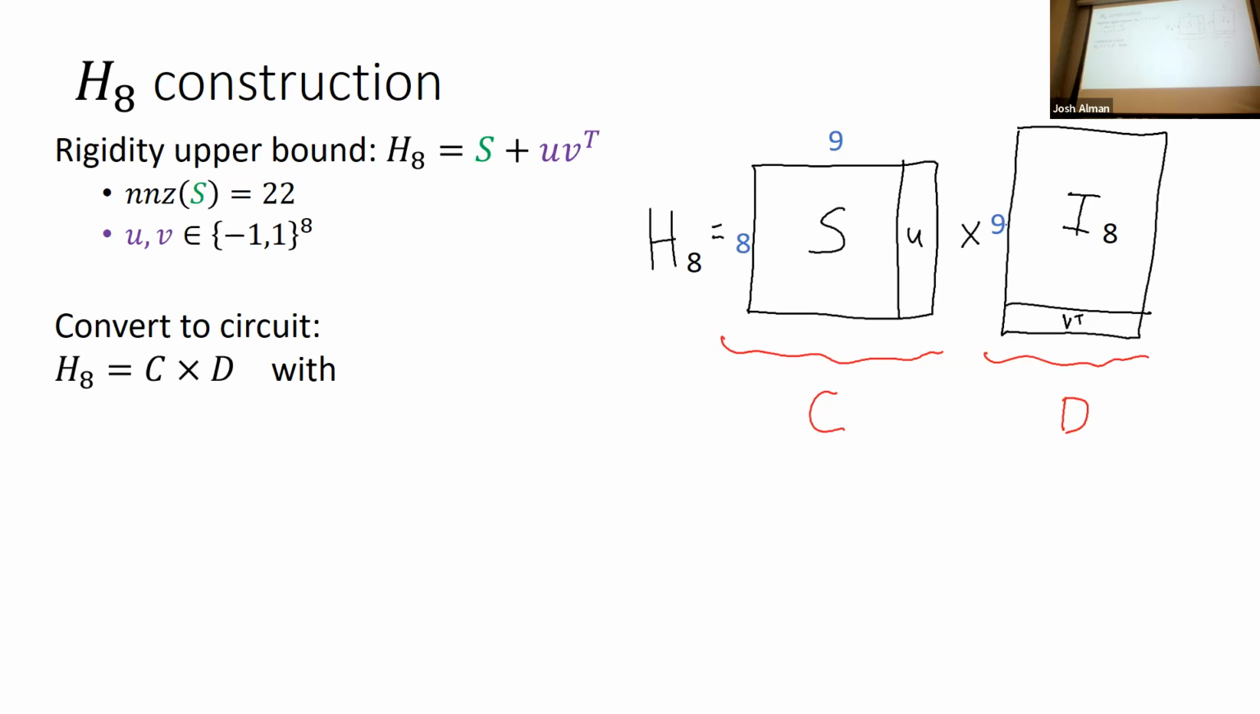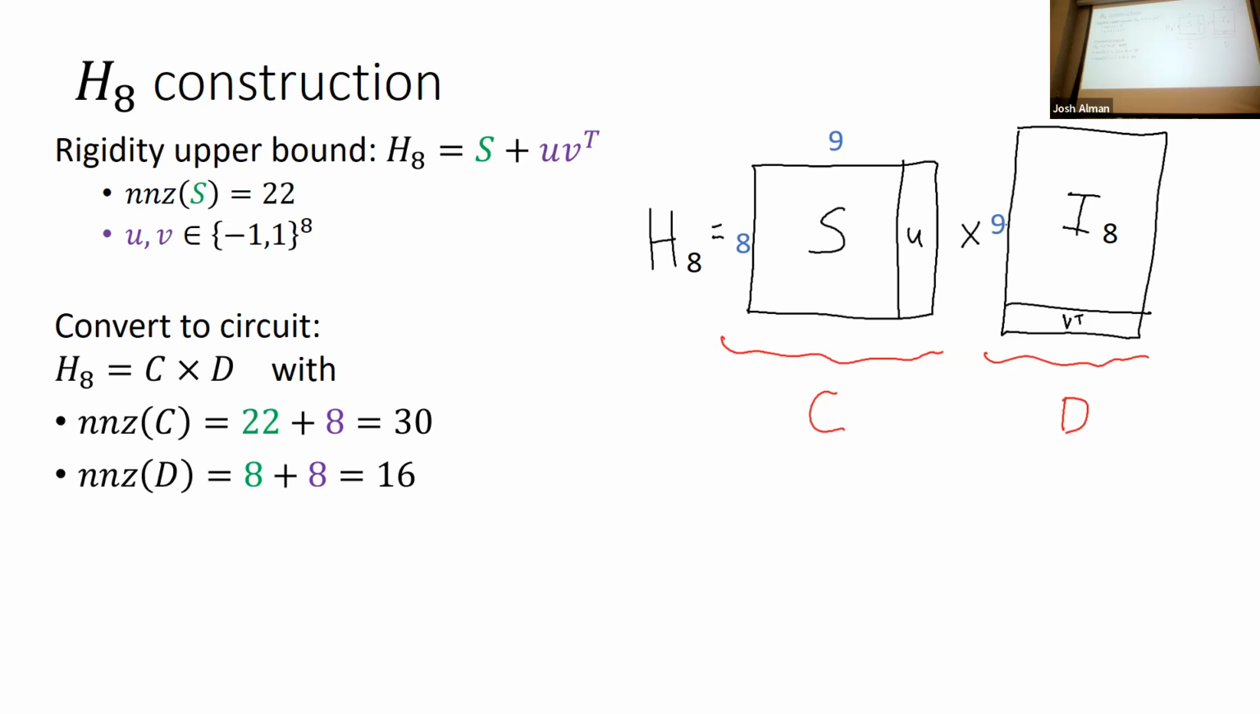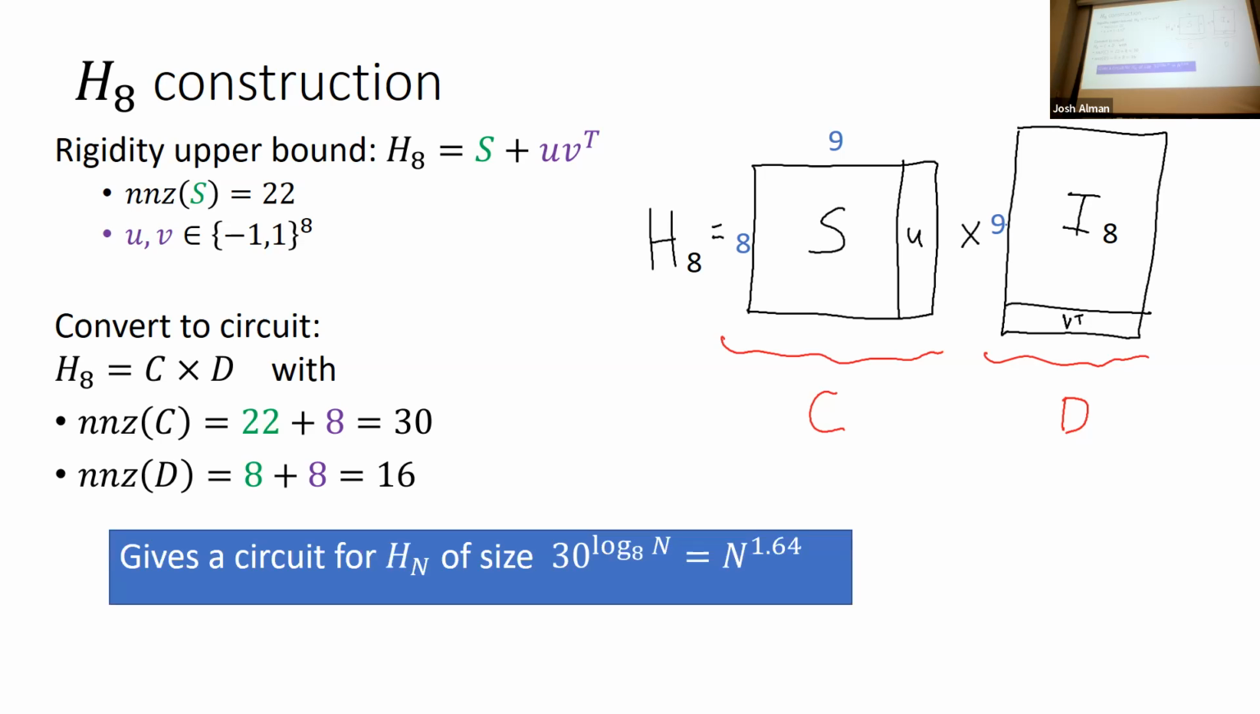So there's our construction for H8, and now we just have to take Kronecker powers of it. We can count the number of non-zero entries. In C it is 30, and in D it is 16. And so in general, Hn has a depth 2 circuit of size the bigger of the two, which is 30 to the log base 8 of n, which is unfortunately a bit worse than we were hoping for. But we're going to do one quick step at the end: C has a lot more non-zero entries than D does. So we're going to do one balancing trick to make them have roughly the same number.